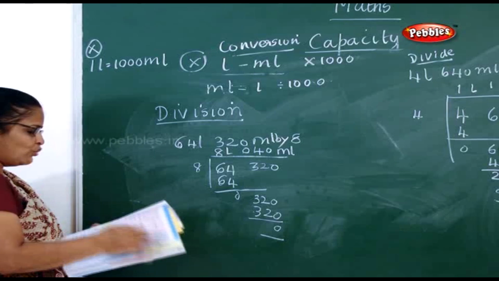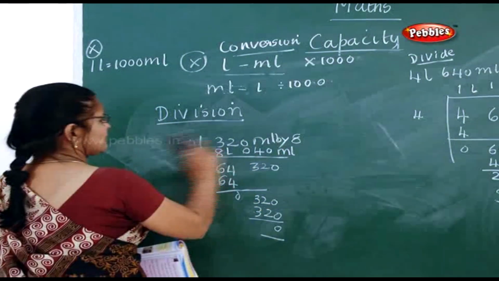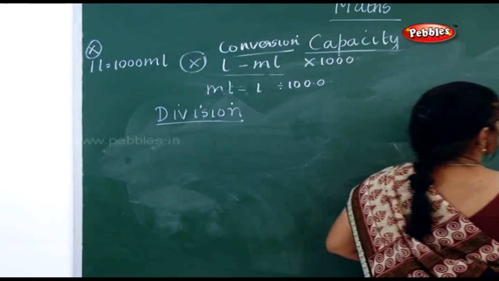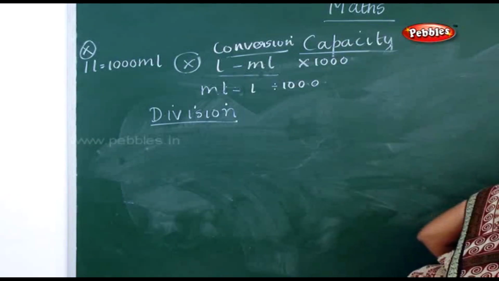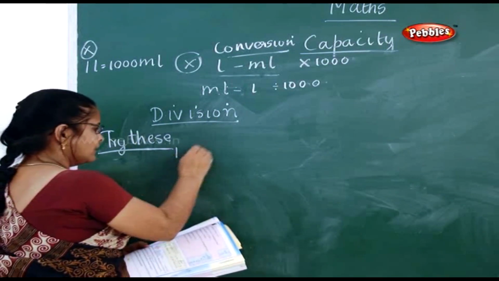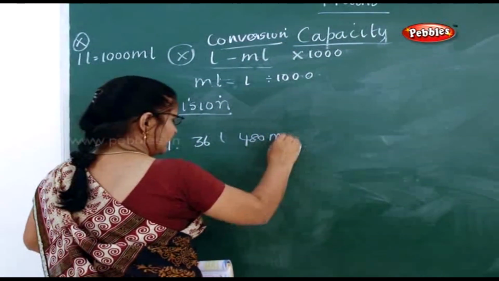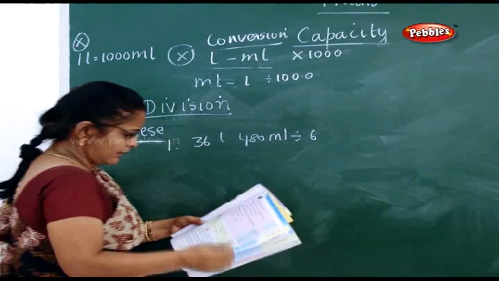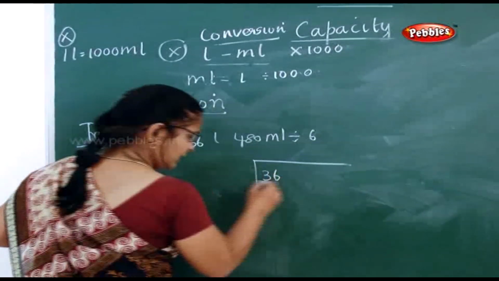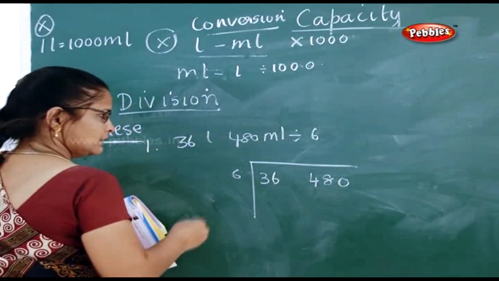Now in the same way you have to do the sums given in your book. Is it clear now? This division, same way you have to do your sums given in Try These. See, try this. First sum: 36 liter 480 ml divided by 6. How will you do it? I'll tell. You'll write 36 here, 480 here. Now 6. You have to divide by 6.